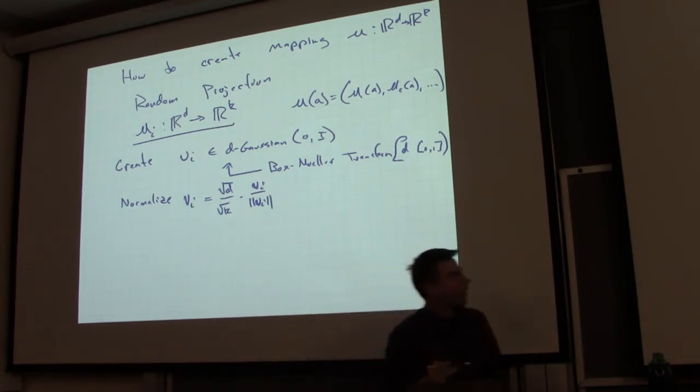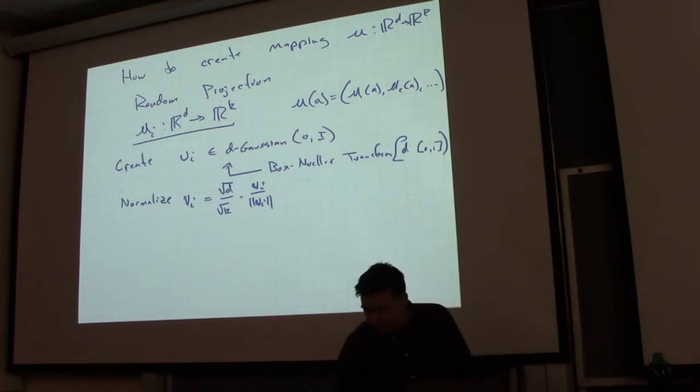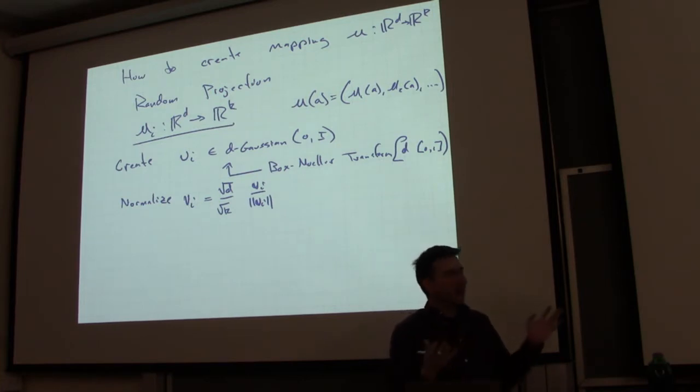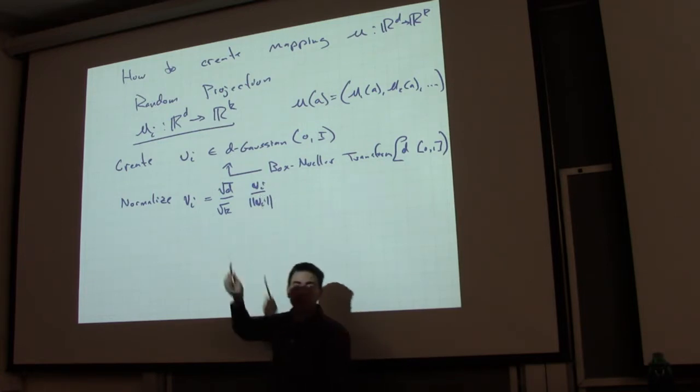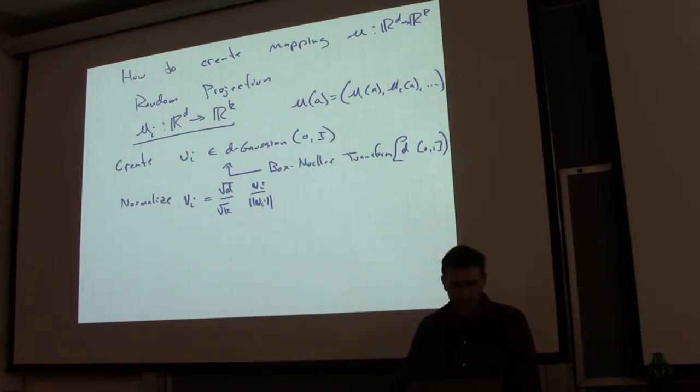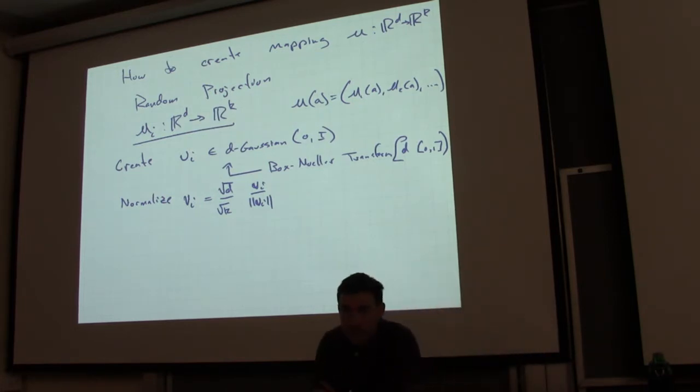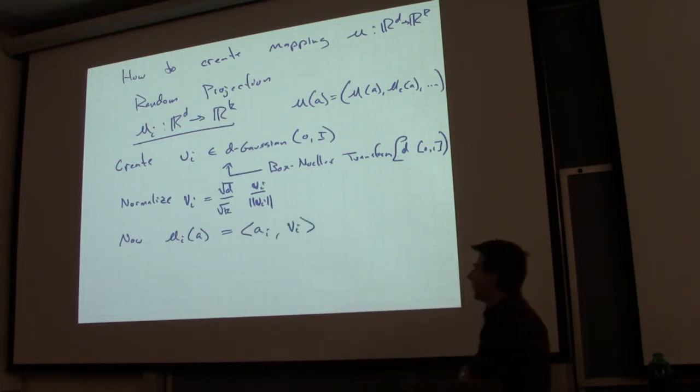Yeah. Multiplying or subtracting? Multiplying. Yeah, I'm just putting them next to each other. It's not a dot product, it's a scalar. So this is a scalar and this is a vector quantity, so I couldn't subtract. Okay, and then if you remember this projection, now mu_i of A is simply defined as the dot product between A and v_i.